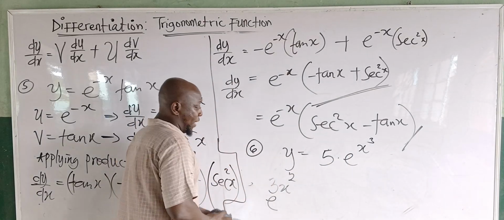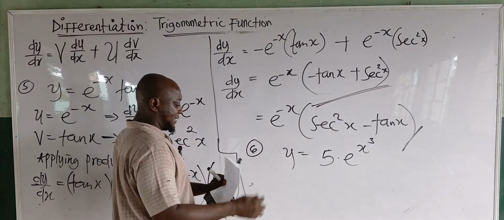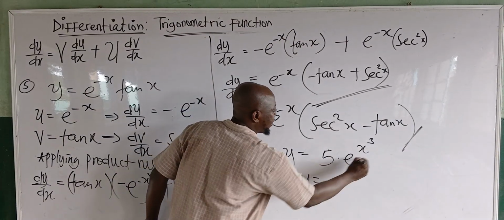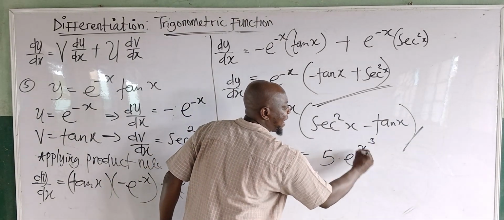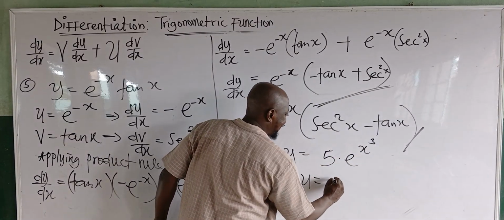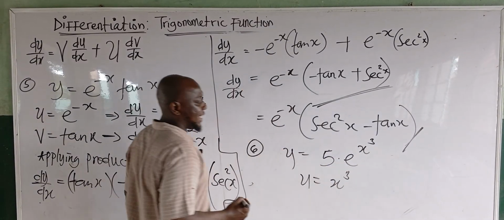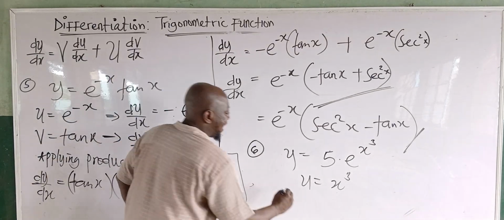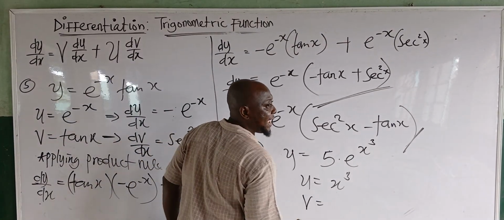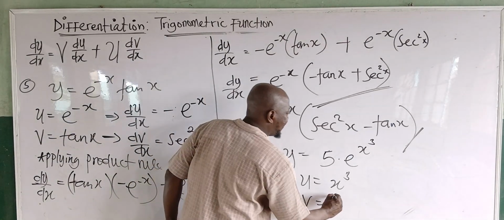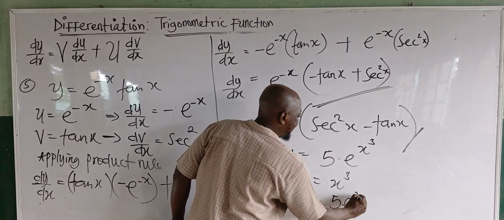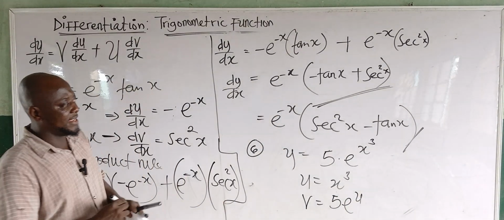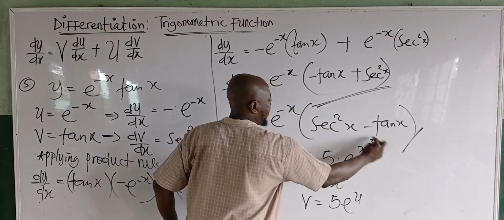You remember what we are saying? Okay, let's just take this one like this so that you can follow me. Let our u be the power here. The power here is x raised to the power of 3. That's my u. And also, what is my v now? My v here becomes 5 e^u. This is what I'm having here, because we say let all this one now be u.